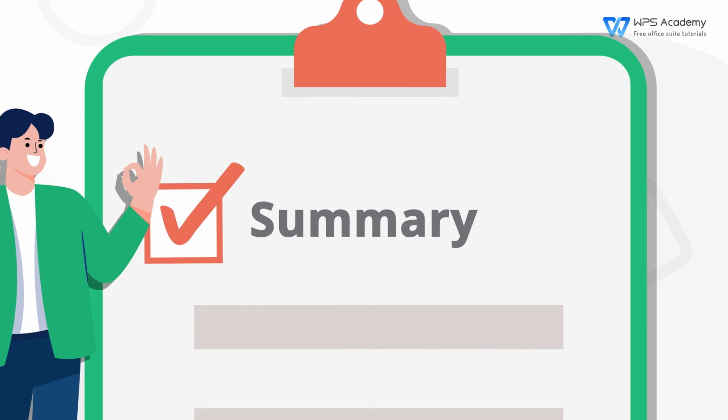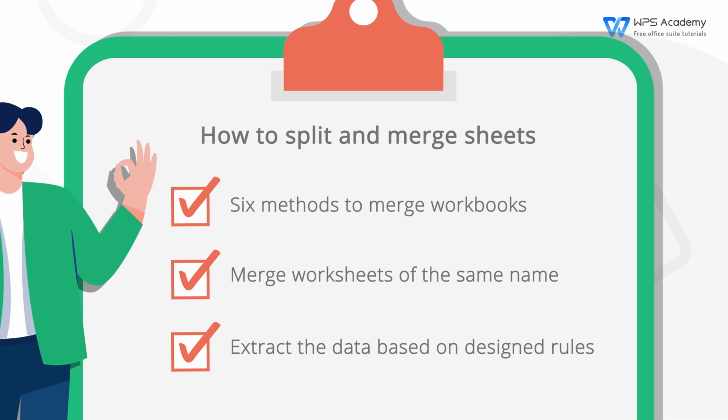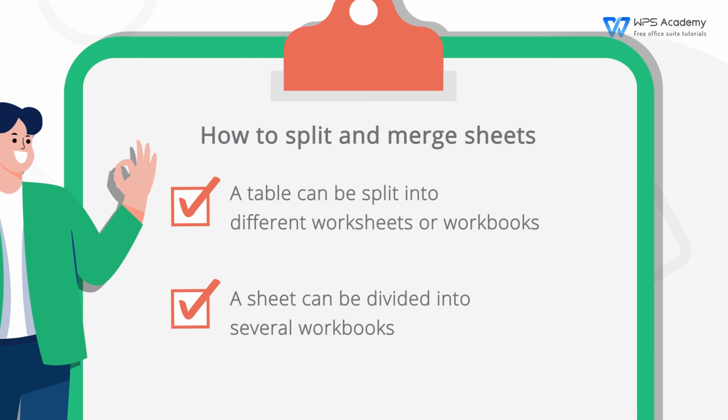In today's lesson, we learned how to split and merge sheets through multiple real cases. 1. 6 methods are available to merge workbooks into one sheet. 2. You can merge the contents of worksheets of the same name. 3. You can extract the data based on designed rules. 4. The contents of a table can be split into different worksheets or workbooks. 5. A sheet can be divided into several workbooks.